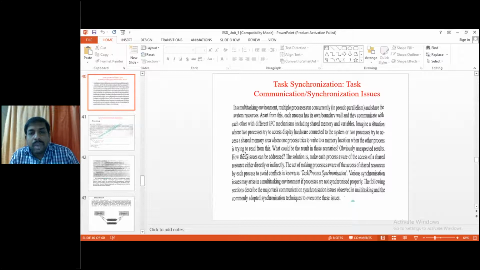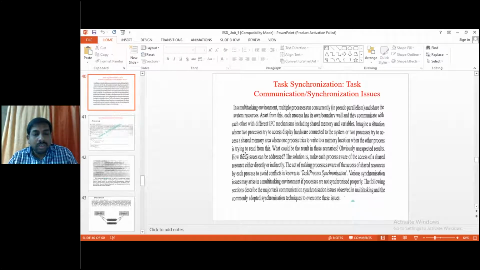So the act of making processes aware of access of shared resources by each process. Each process or task is utilizing shared resources, but they should be aware of when they should access, whether the shared resource is free or not, or whether it is utilized by another task, and what data must be exchanged between multiple tasks. So all this information must be shared by them to avoid conflicts. So that is called synchronization.